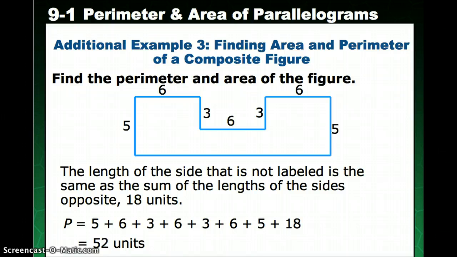In example 3, you need to find the perimeter and area of the figure. Since the length of the unlabeled side is the sum of the lengths of the opposite sides, it is 18 units long. After adding all the lengths together, the perimeter equals 52 units.